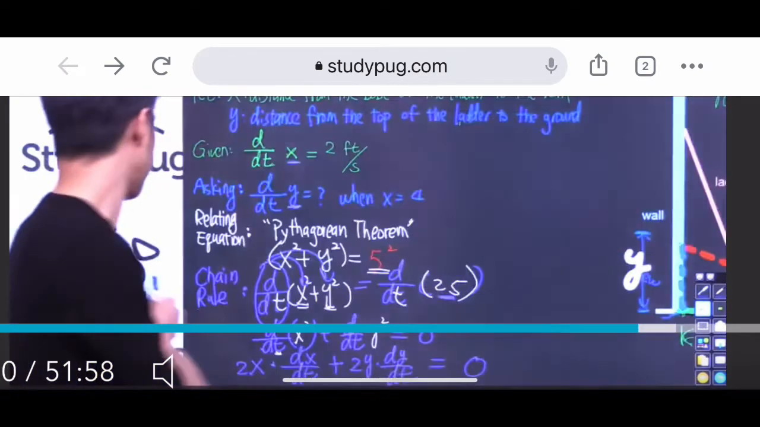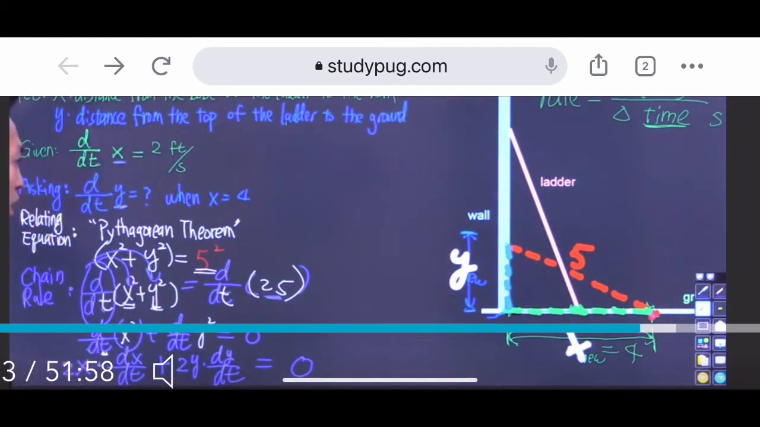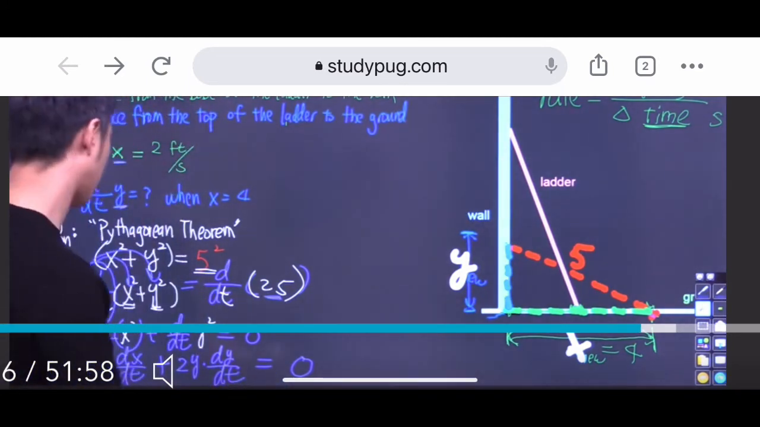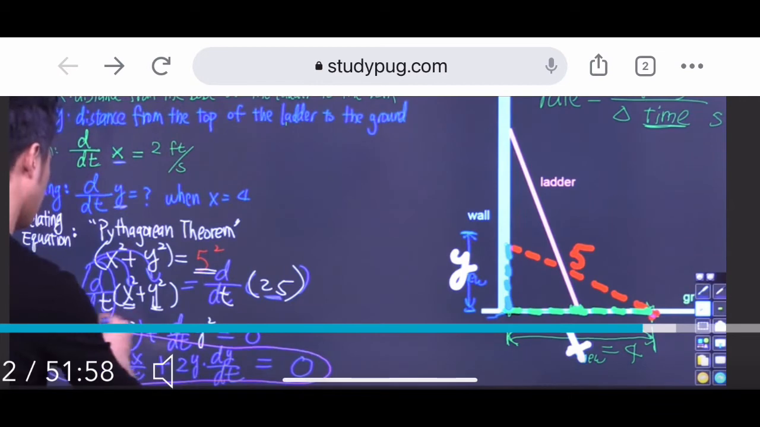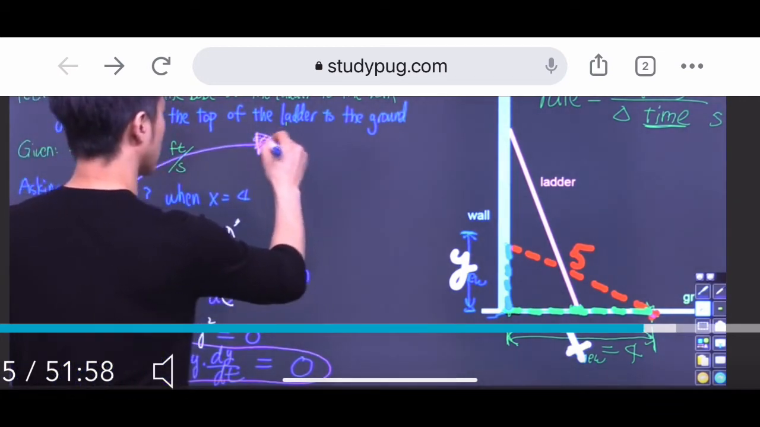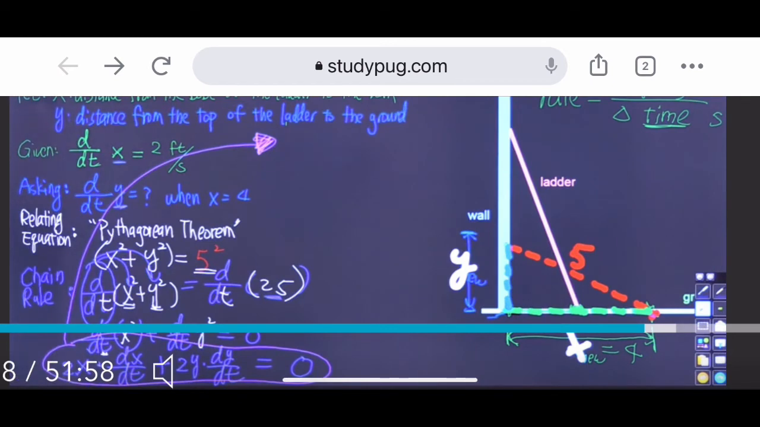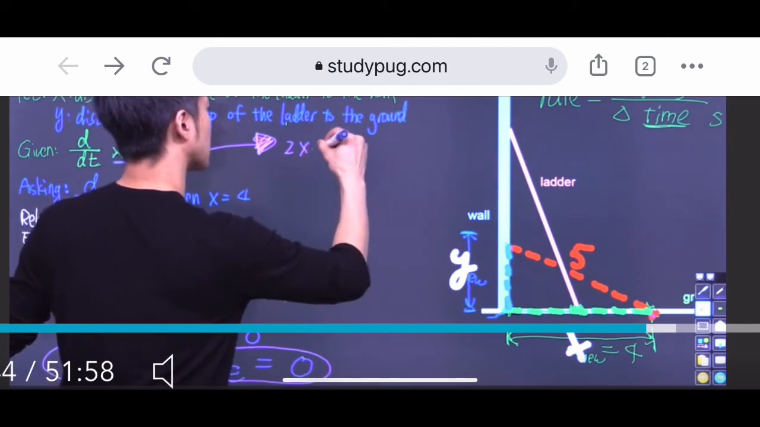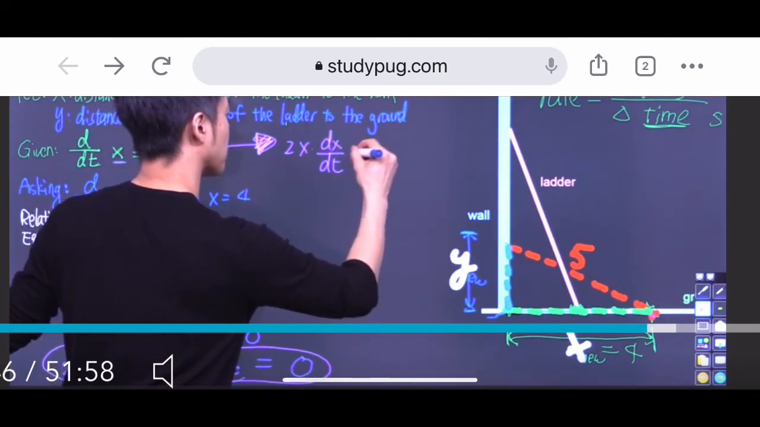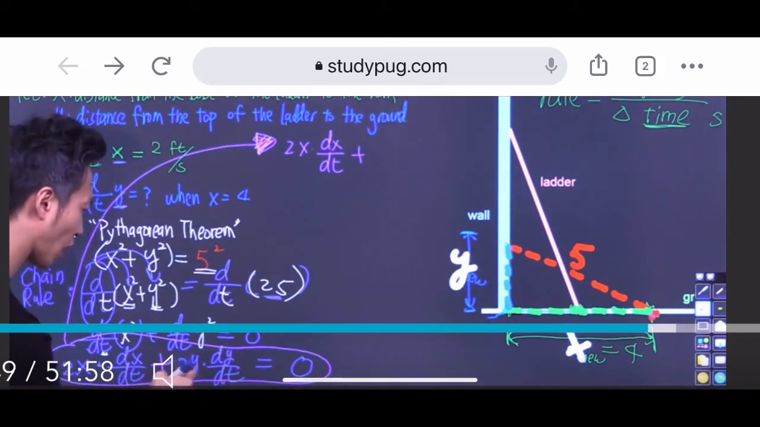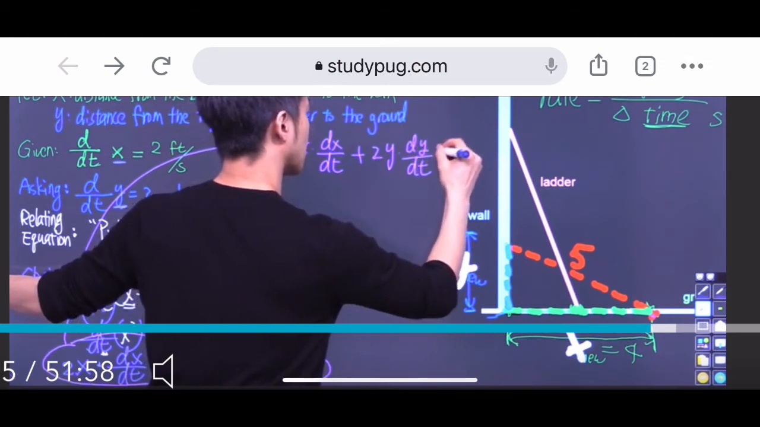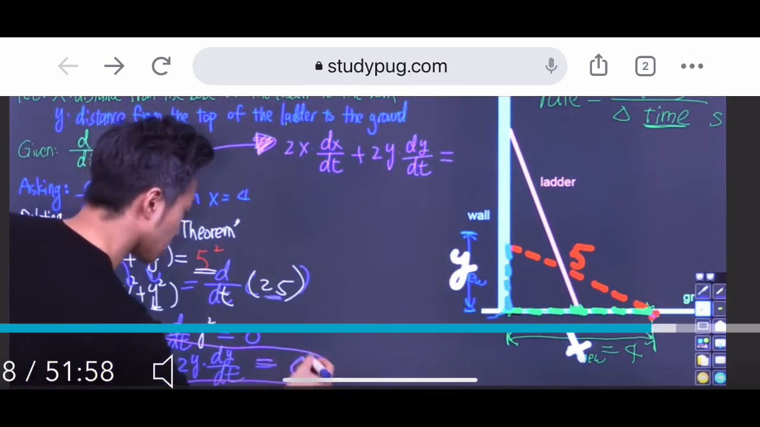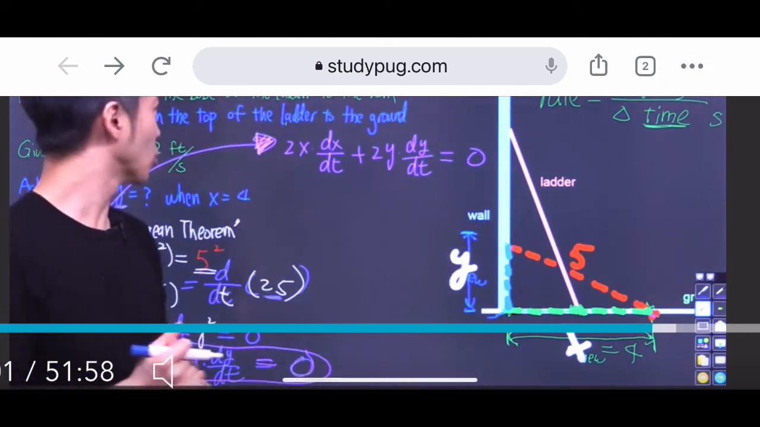I'm running out of space, so let me bring this whole differential equation here. The differential equation is 2x times dx dt, plus 2y times dy dt, is then equal to 0. All right, cool.